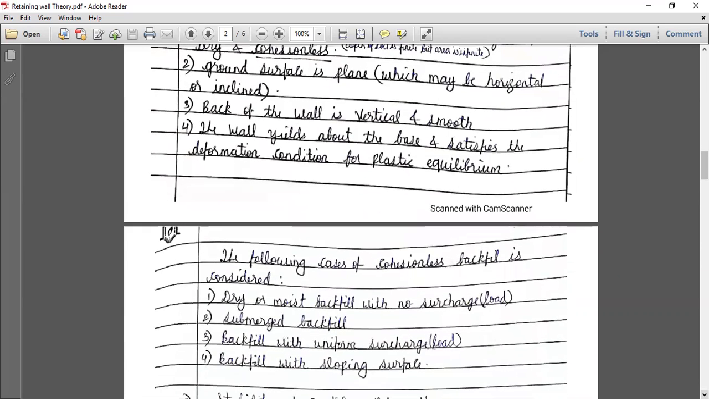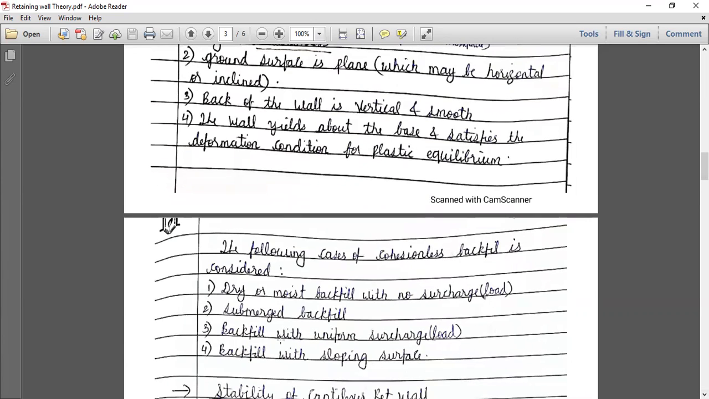Now let us see the various cases of cohesionless backfill which are considered. The first case is dry or moist backfill with no surcharge, with no external load. The second case is submerged backfill. The third is backfill with uniform surcharge, that is, backfill with some extra load on top. And then backfill with a sloping surface. These are the various cases for which cohesionless backfill is considered, and these can all occur whenever we design a retaining wall.